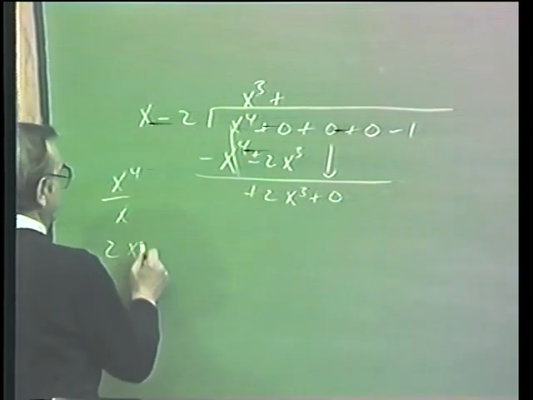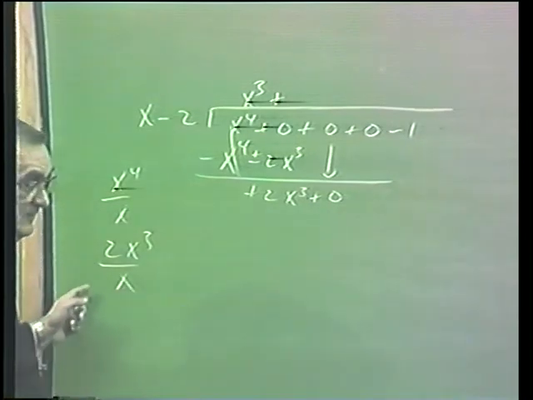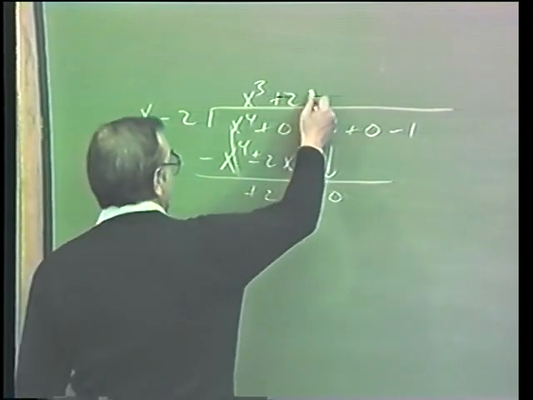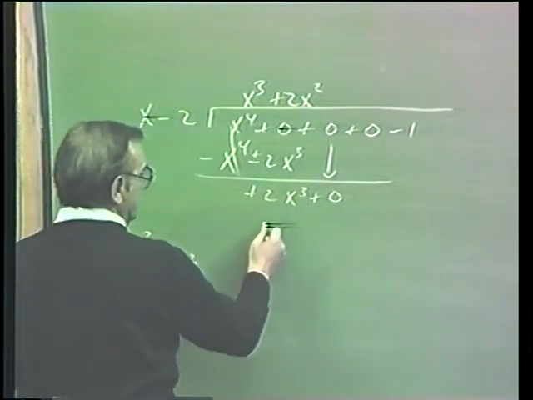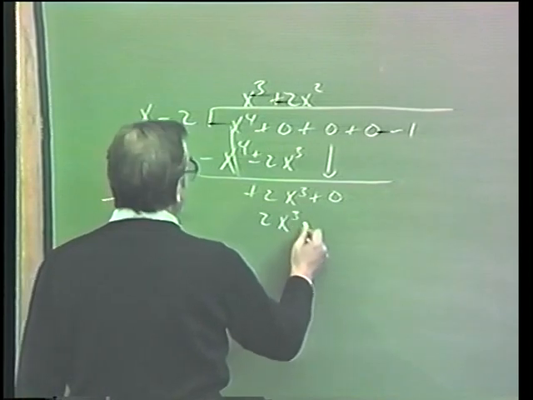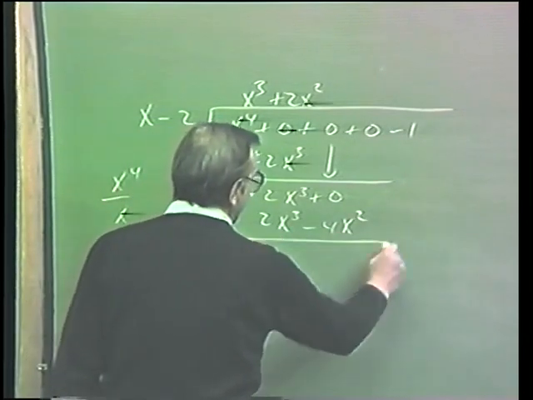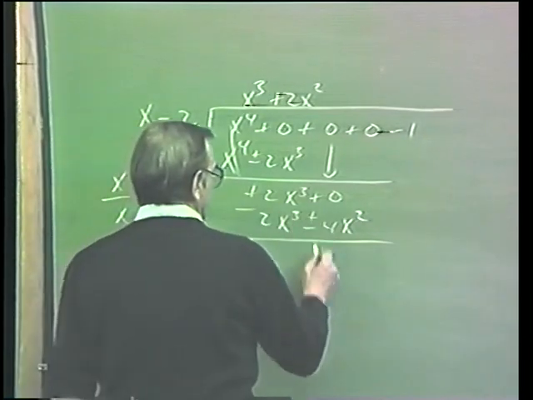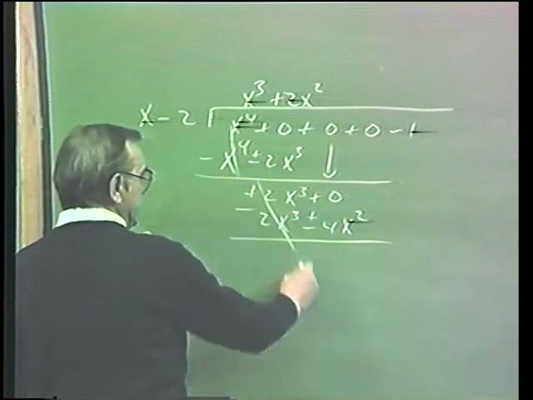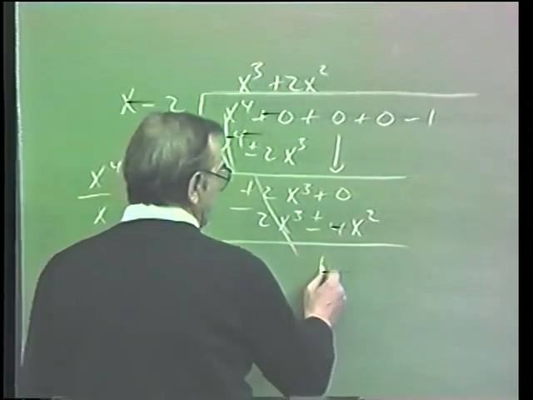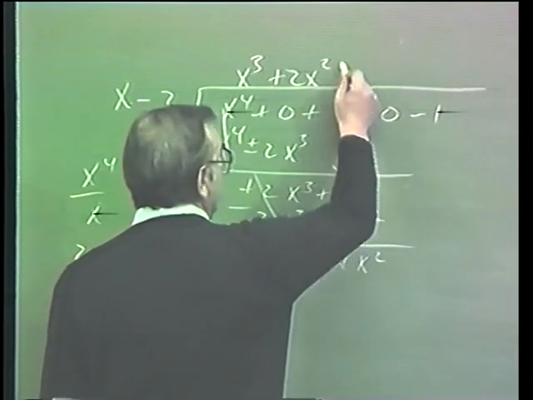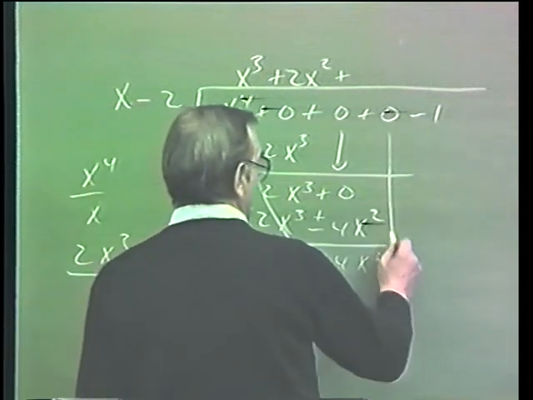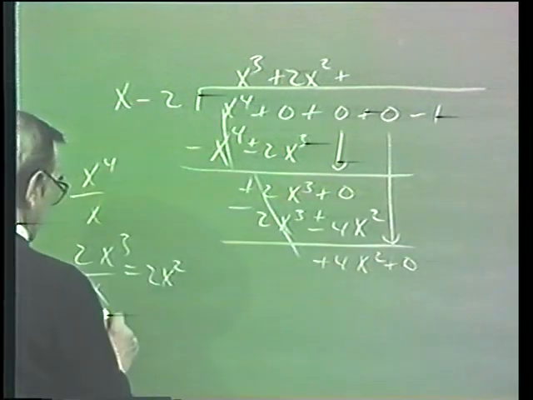We now take 2x to the 3rd and we divide it by x. Well, 1 into 2 is 2. X to the 3rd divided by x is x squared. We're going to multiply each term by x squared. If we do, we get 2x to the 3rd minus 4x squared. We subtract. Change the signs. We have a positive 2x cubed and a negative 2x cubed. They go out. We have 0 and a positive 4x squared is a positive 4x squared. The positive sign goes up in our quotient. Bring down the next term. That's a 0. We have 4x squared.